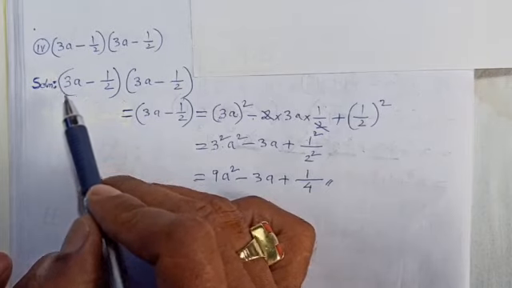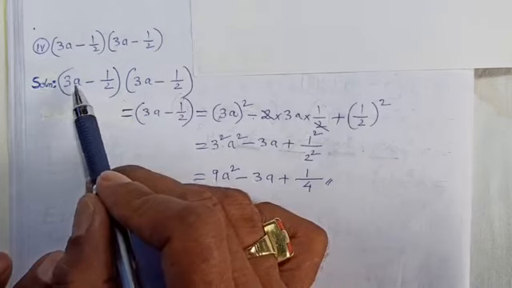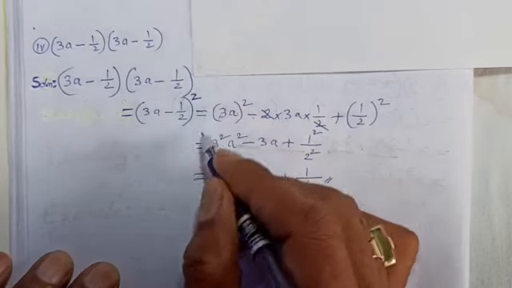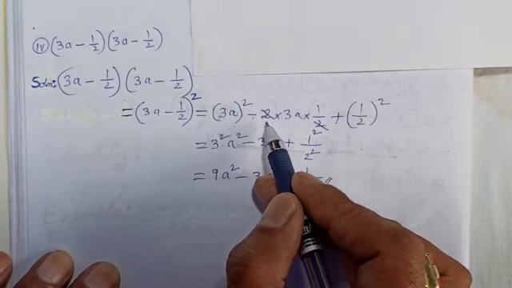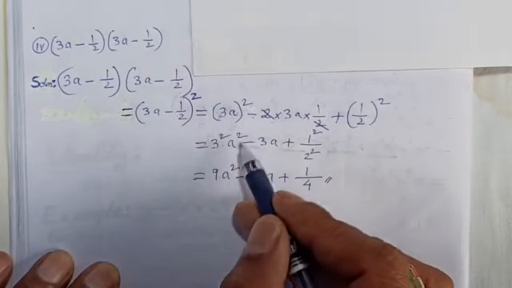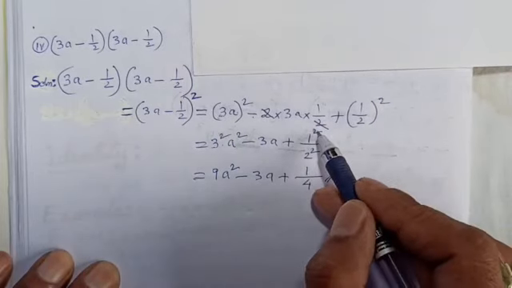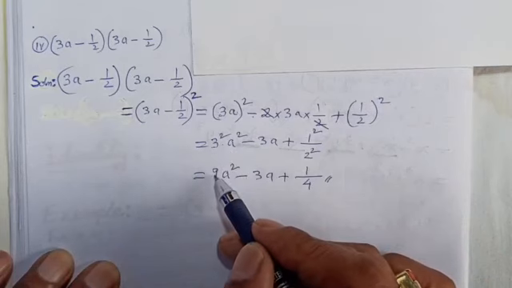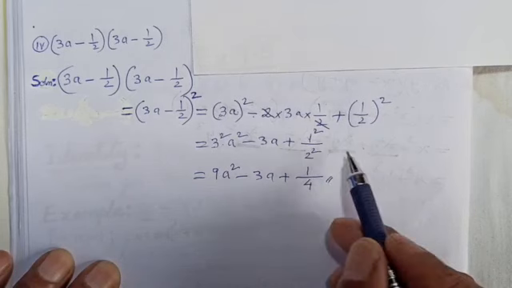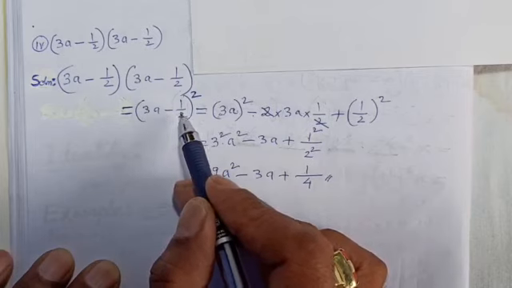Question number 4, solution: (3a - 1/2)(3a - 1/2). If we multiply these two, numbers are same, so (3a - 1/2) whole square. Then using identity 2, then (3a)² - twice 3a into 1/2 + (1/2)². 2 are cancelled. Then 3 square a square minus 2 are cancelled. 3 into 1 is 3a plus 1 square 2 square. 3 square is 3 into 3, that is 9a square minus 3a plus 1 square is 1, 2 square is 4. Okay, like this. Last time I skipped this step, so we need to write this step also. (3a - 1/2) whole square.